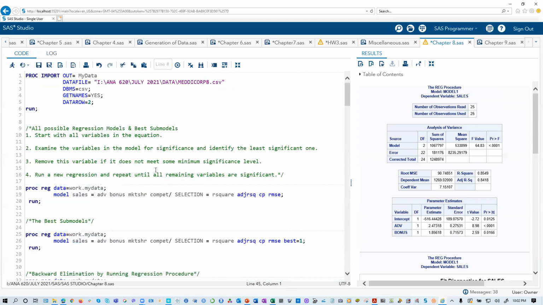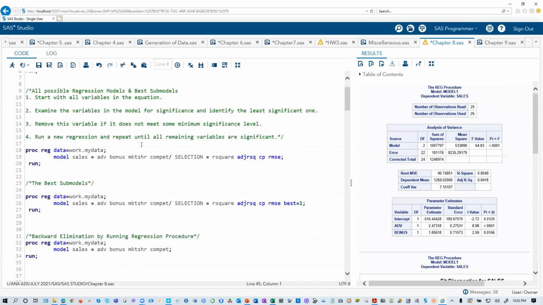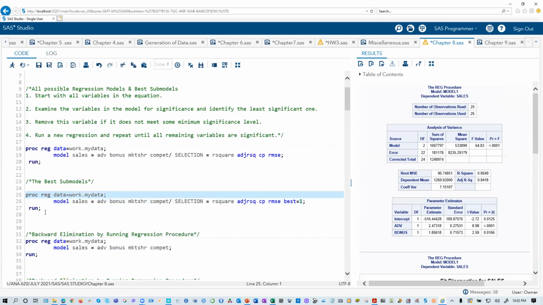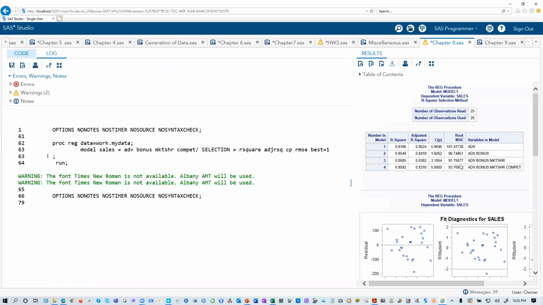Can you remember? By running this method, see, through this method, we got the same thing as the all possible or base model procedure: advertising and bonuses are more than enough to explain that one.